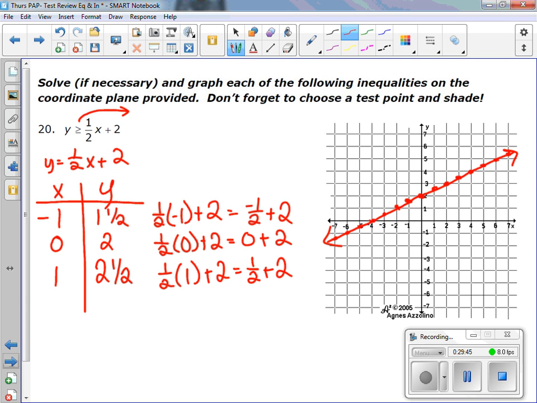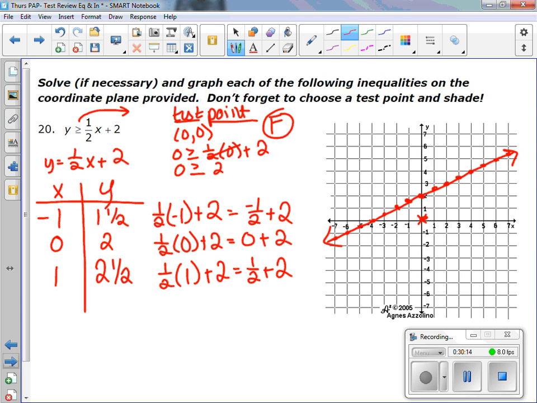And then the very last step is to choose a test point. I always choose 0, 0, if at all possible, because it's a very easy number to work with. So 0, 0 is right there. I'm going to plug it in and see if it works. So this is 0 is greater than or equal to 0 plus 2. Is 0 greater than or equal to 2? No.